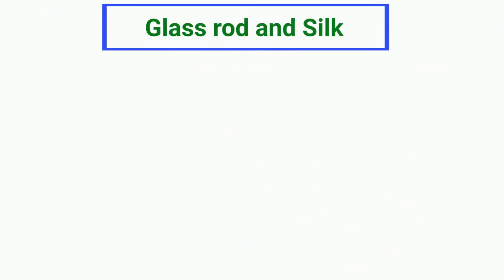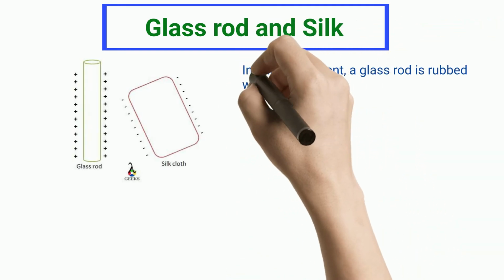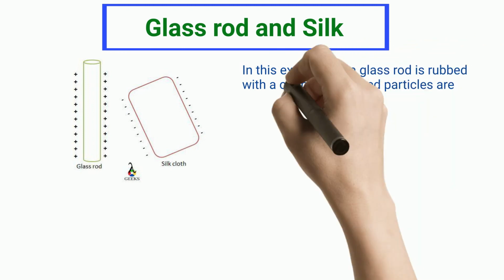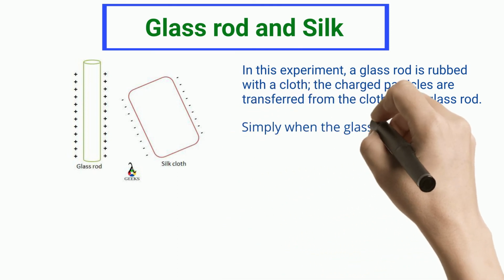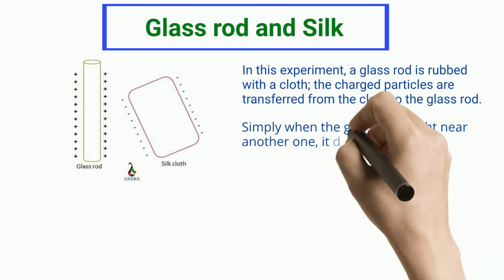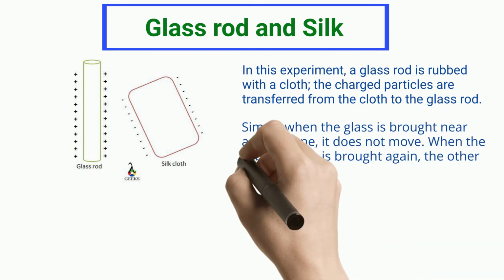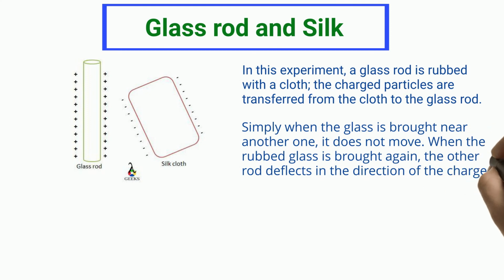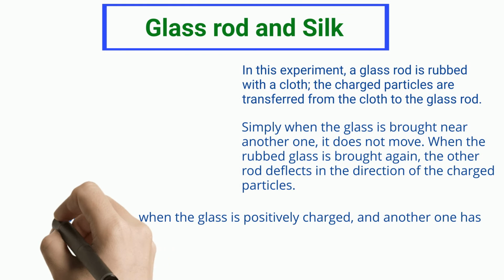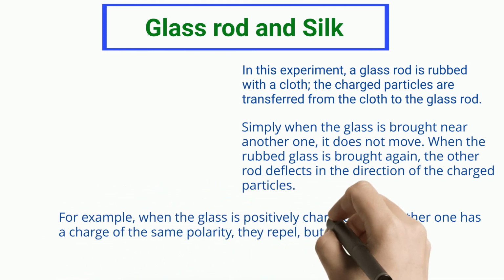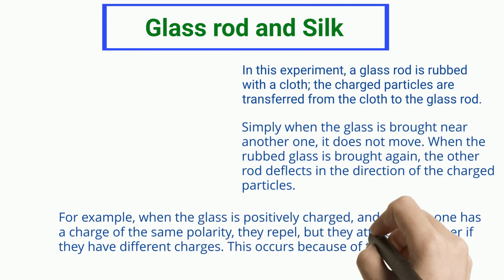Glass rod and silk. In this experiment, a glass rod is rubbed with a cloth. The charged particles are transferred from the cloth to the glass rod. Simply when the glass is brought near another one, it does not move. When the rubbed glass is brought again, the other rod deflects in the direction of the charged particles. For example, when the glass is positively charged, and another one has a charge of the same polarity, they repel, but they attract each other if they have different charges. This occurs because of the electric force in action.